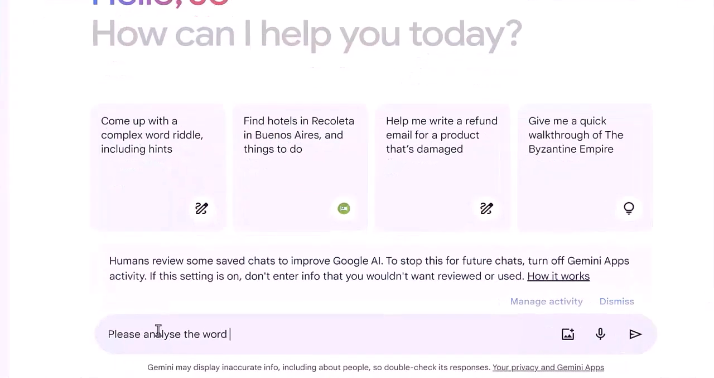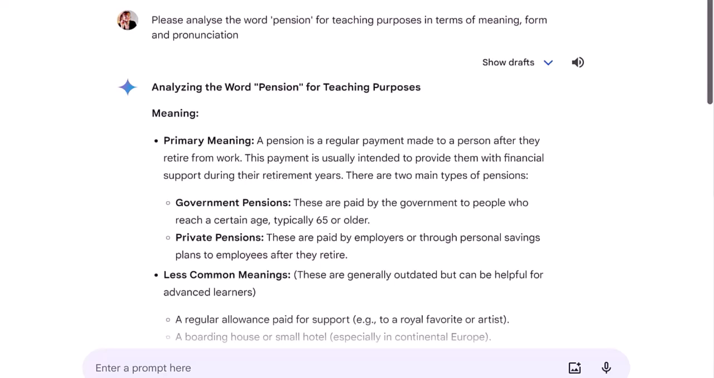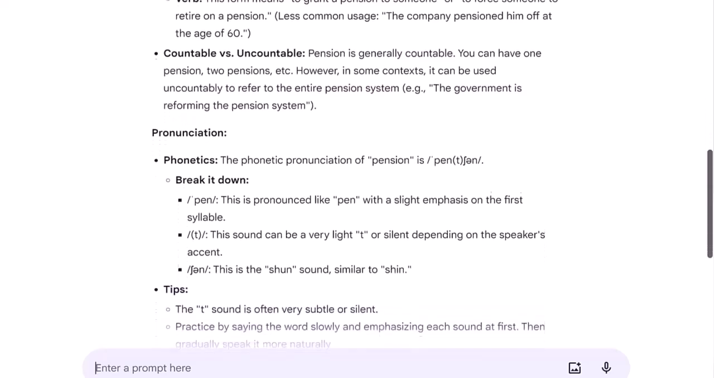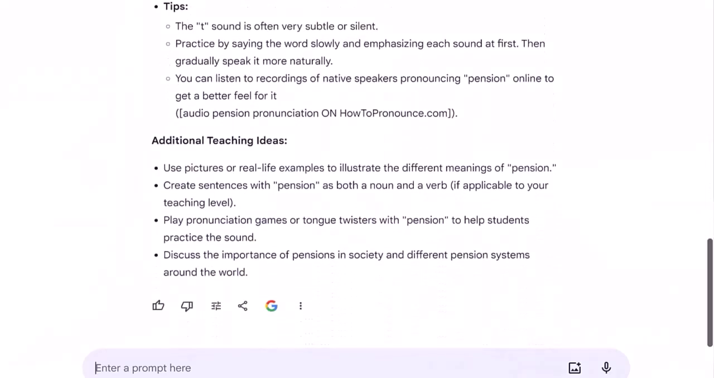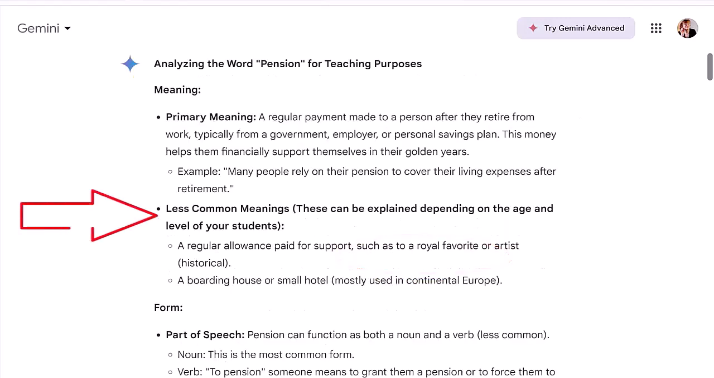Let's see what AI gives us in terms of meaning, form and pronunciation. I asked Gemini first, and as you can see, it gives us these and a lot of other information. Some parts of this are definitely more helpful than others. So as I said before, you need to approach the information critically. It gives us a definition, okay, but I'm not sure that in their golden years is so great, and I wouldn't include it for learners. It does give us alternative meanings though, and I can see that the boarding house one is useful to consider as it's a false friend in a lot of European languages.